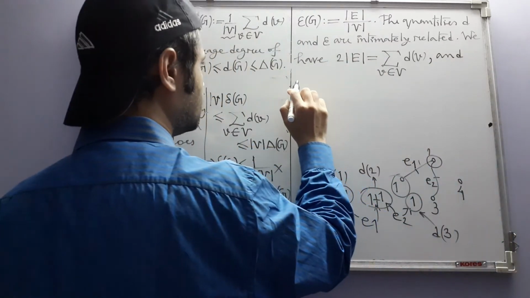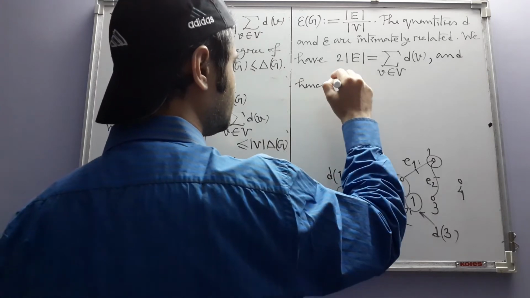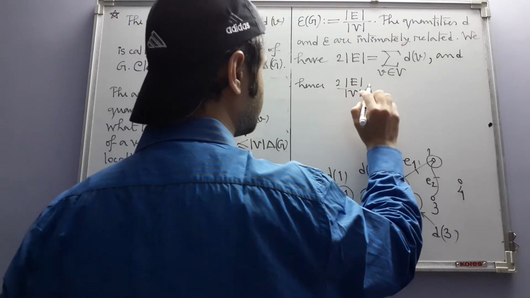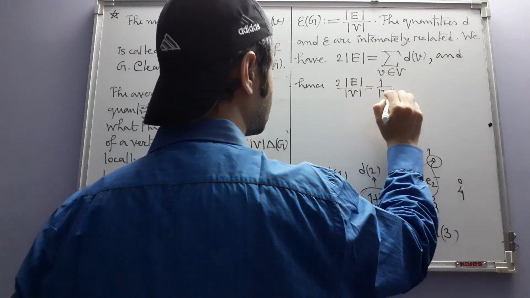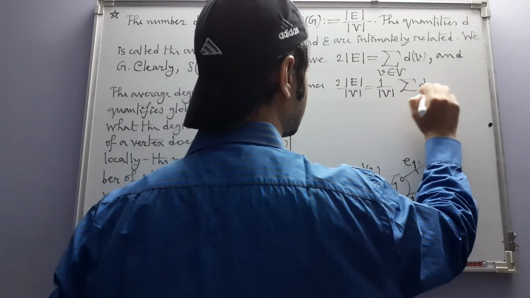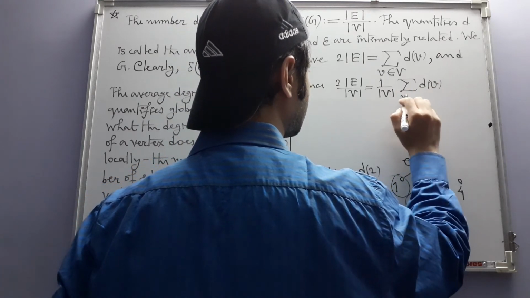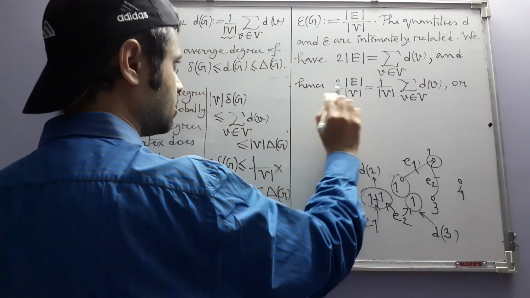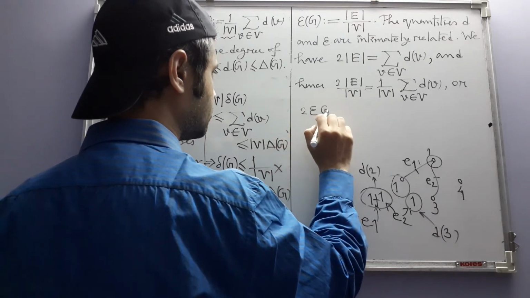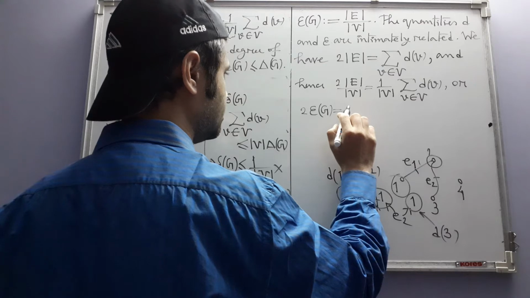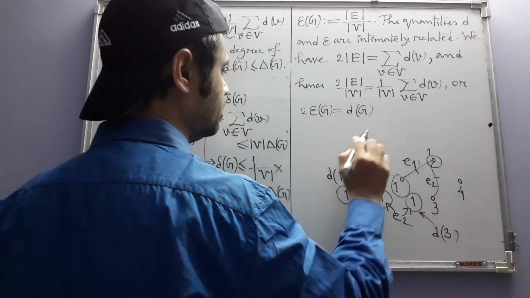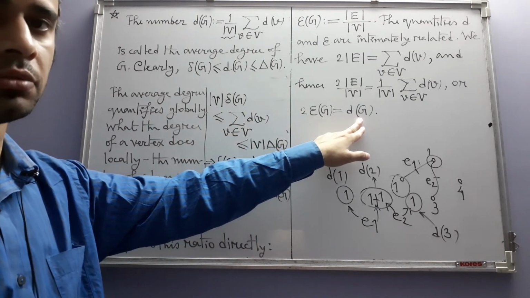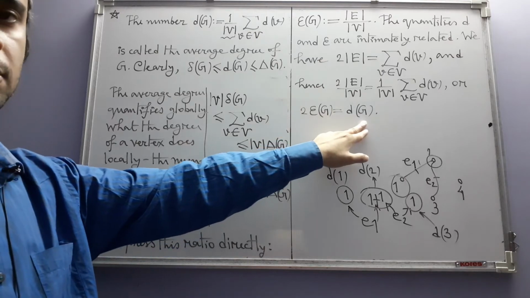And hence, now if you divide both sides by the number of vertices, on this side you have epsilon of g, on that side you have d of g. So this is the relationship between this average and this average. This is half of this previous average.